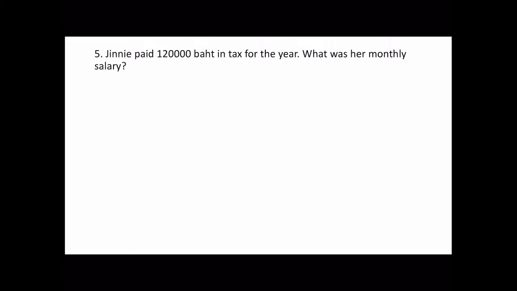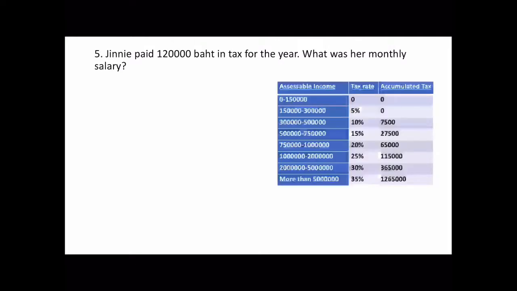Okay. Now, next. Ginny paid 120,000 baht in tax for the year. What was her monthly salary? So again, we look at the table. 120,000 falls between these two numbers here. So she's in this bracket, 1 million to 2 million baht. Okay. So next, she's already paid 115,000 in all of these. Okay, so that's what this number is here.